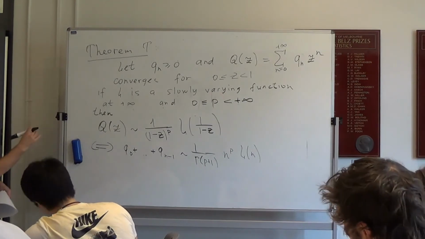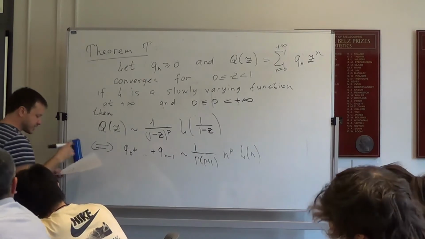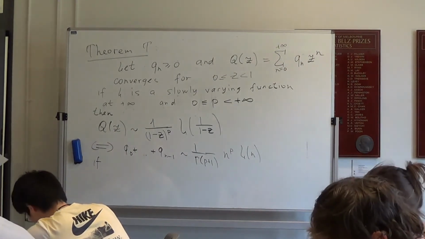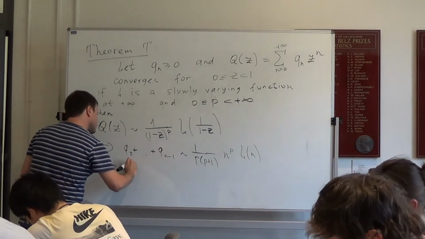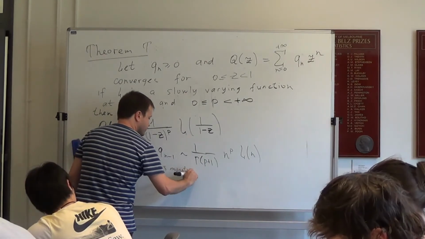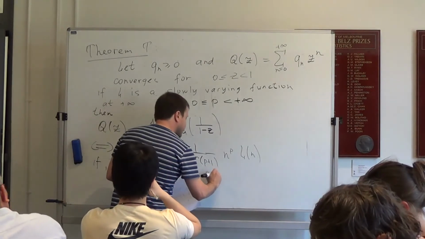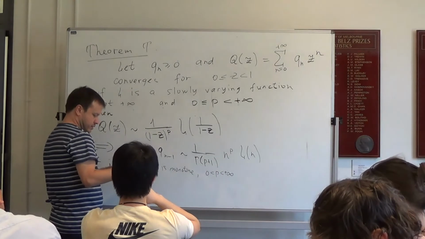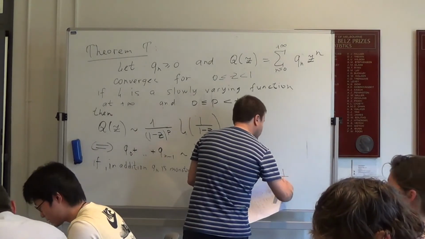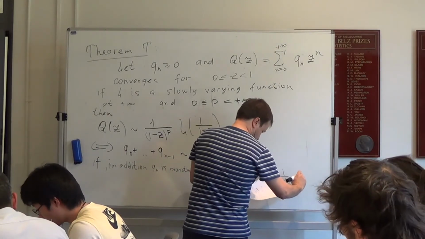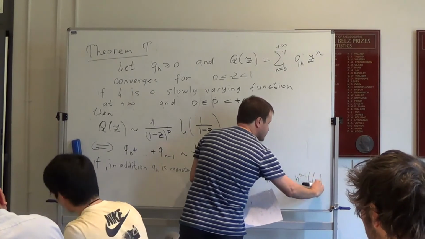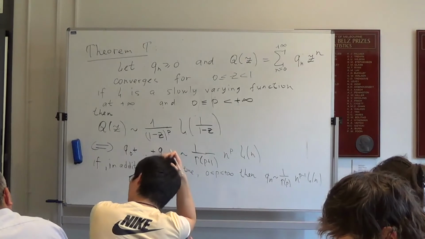So this is already sufficient for me, but I'm going to use this theorem one more time later on. So I will add this extra statement. If in addition Q_n is monotone, and 0 < p < ∞, then Q_n behaves like 1 over Γ(p) times n^(p−1) L(n). So that's the second statement, which I'm going to need later on.